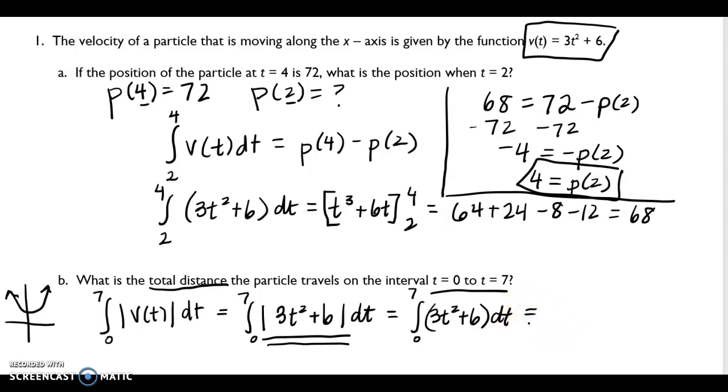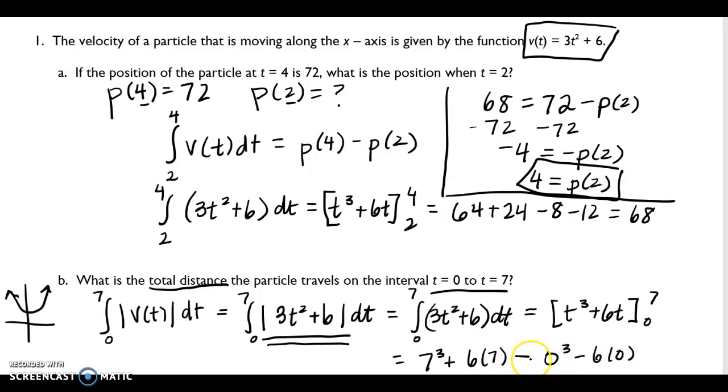And so then I can use my same exact antiderivative as before. I'm just on a different interval. And then evaluate. 7 cubed plus 6 times 7 minus 0 cubed minus 6 times 0. And that will give us 385.